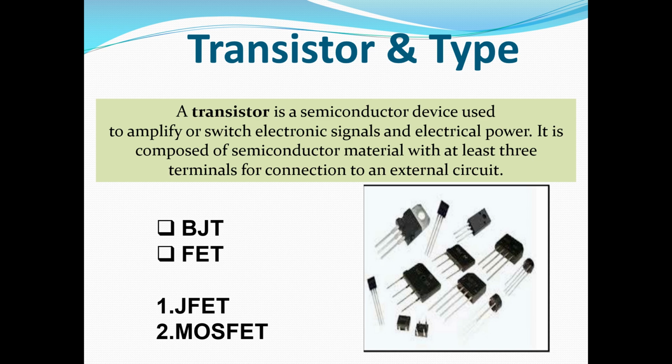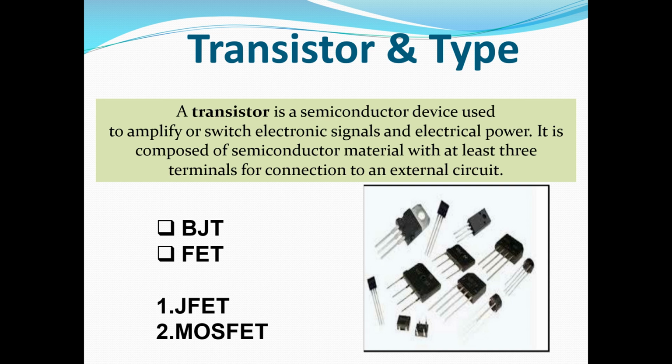circuit. In manufacturing a transistor, there are different kinds of semiconductor, but nowadays mostly silicon is used to manufacture a transistor. So this transistor will have at least 3 terminals, used for making a connection with the external circuit.